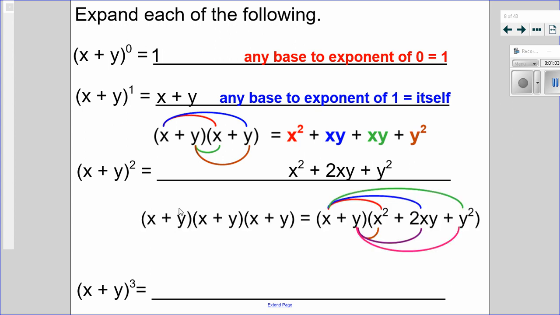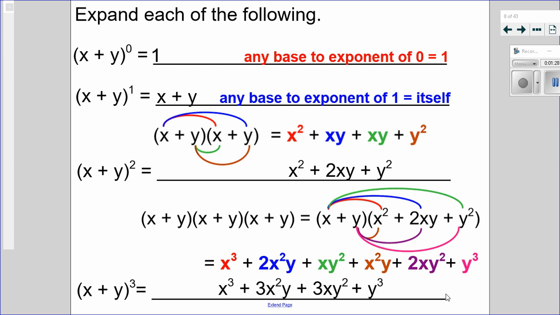That means we multiply it by itself 3 times. But notice we already know what x plus y times x plus y is from the last step. So I only have to multiply it by another x plus y. So you can see color coordinating it there. I expand using the distributive property, and then I just have to group my middle terms, my x squared y's and my xy squareds. So group those all together, and I get that as my final answer.